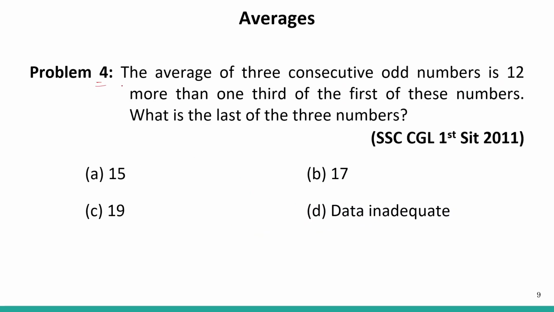Let's see problem number 4. The average of 3 consecutive odd numbers is 12 more than 1/3 of the first of these numbers. So what is the last of these 3 numbers? This question has appeared in SSC CGL first sitting 2011 paper. If option A is correct, it will be 15. Option B, 17. Option C, 19. And option D, data inadequate. Let's see which among these 4 is the actual correct answer.